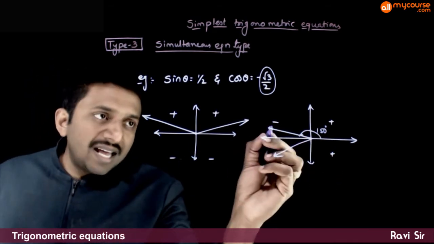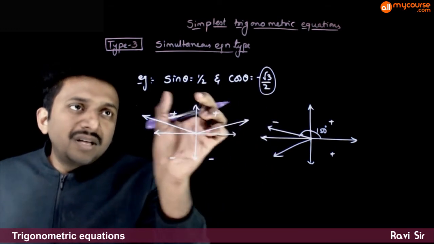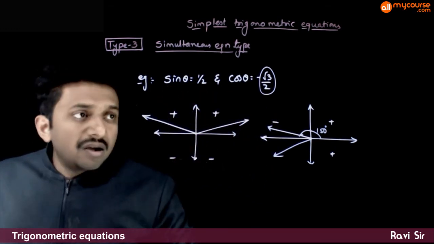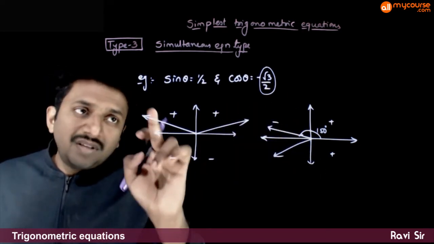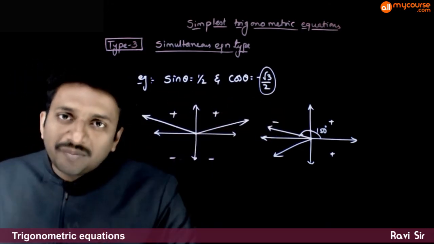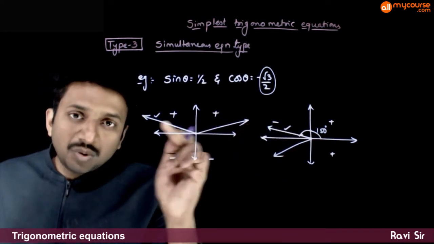These are the allied positions to theta is equal to 30 degrees. Now sin theta will be equal to half at these two positions of the rays. Cos theta will be equal to minus root 3 by 2 at these two positions. So if these two simultaneously should happen, this also has to happen, this also has to happen. Obviously the ray has to stop at this position because these two are the same.